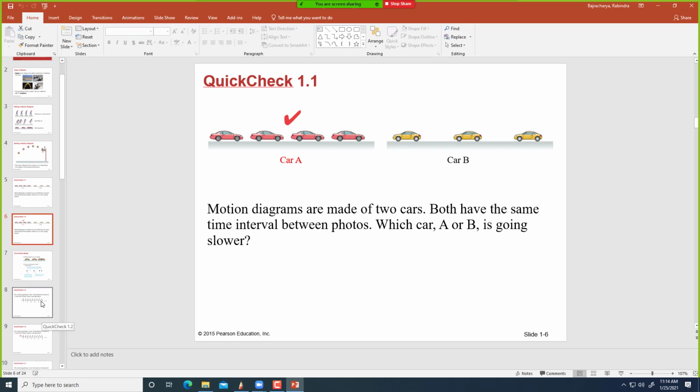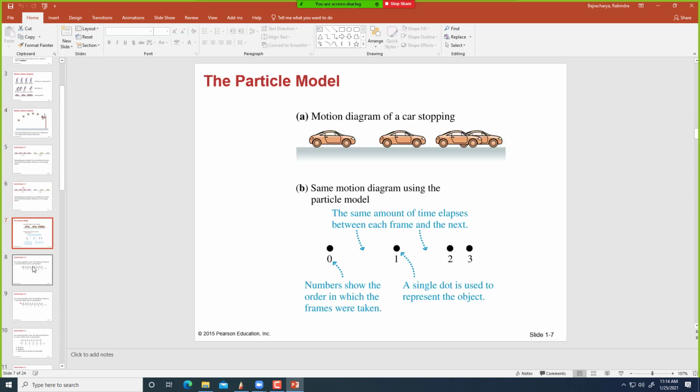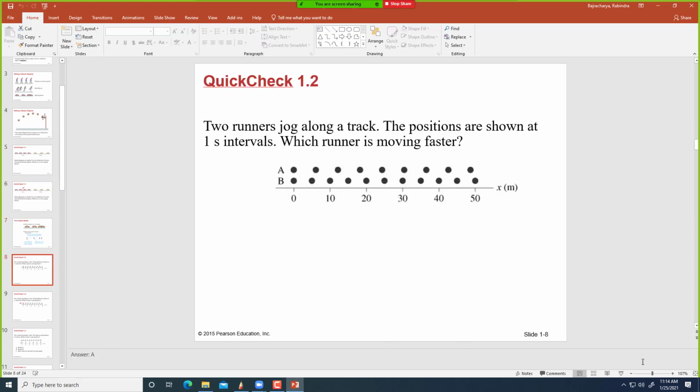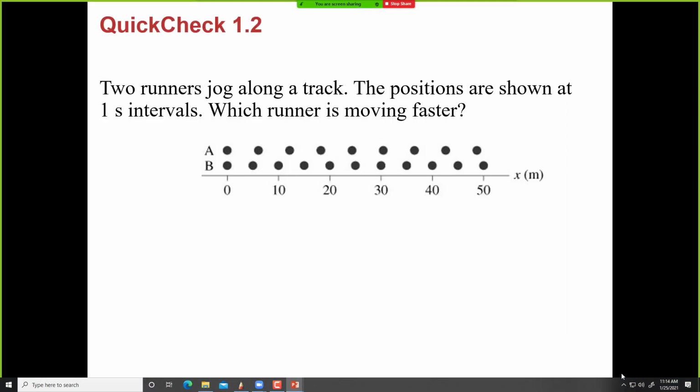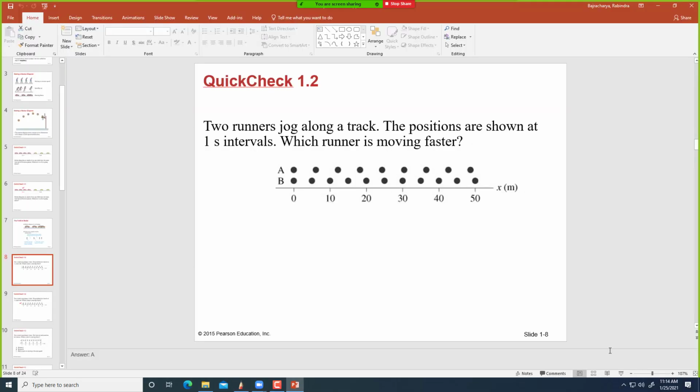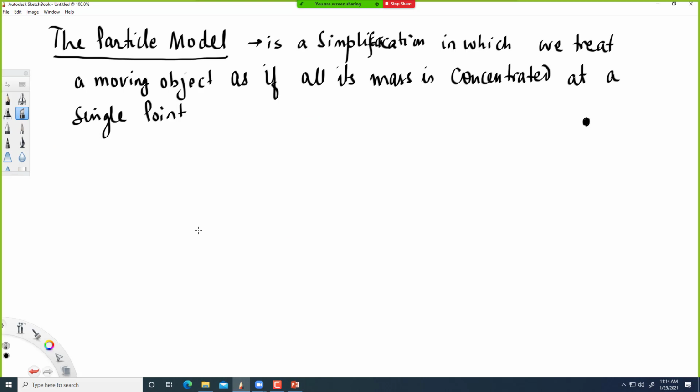Now let's talk about two very important terms. Let me ask you one more question, and then we'll move on to the next one. We have two runners jogging along a track. Let me first introduce the term, and then I'll come back to this one, because I need to introduce the term first. So the next term that we need is position and coordinates.